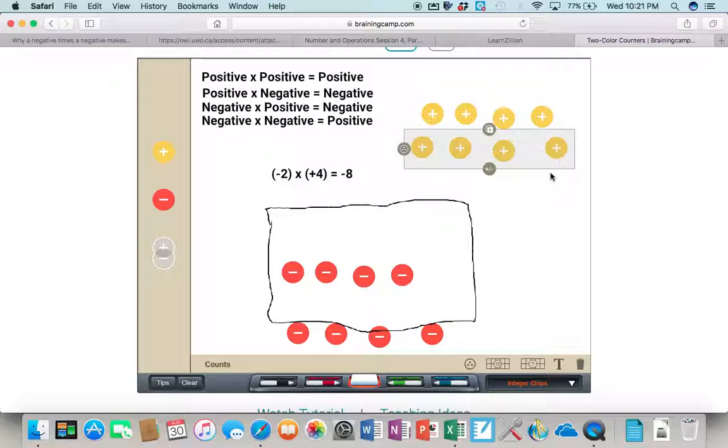I've taken away 2 groups of positive 4, and you can see that I have 8 negatives down here. Now let's make it official, and let's just really get rid of them. Well, of course, they're not still joined, so let's just get rid of them. Now I have fully and completely taken away 2 groups of positive 4, and I have negative 8. So this explains why a negative times a positive is a negative.